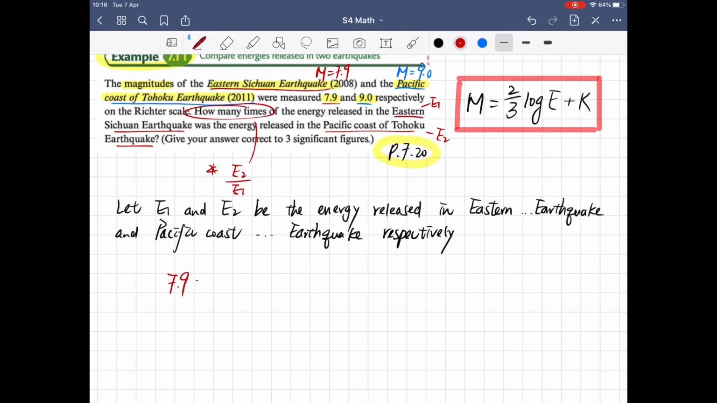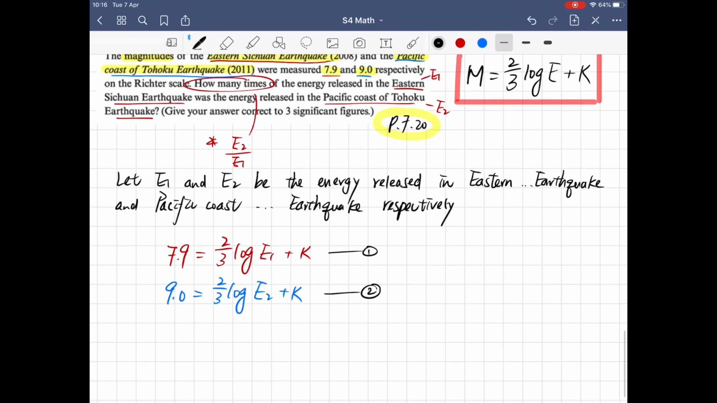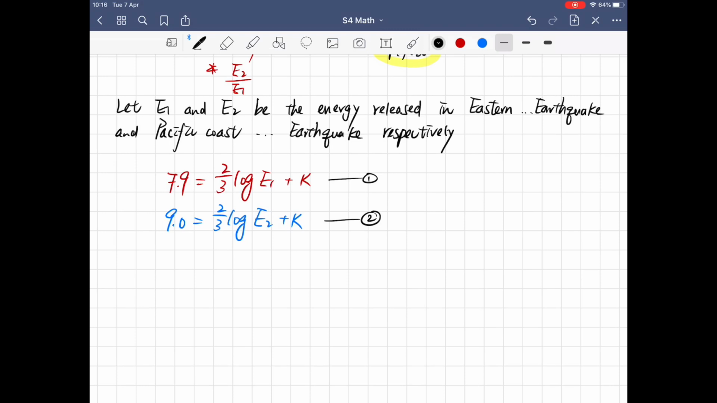Okay, so for 7.9, it equals 2 over 3 log E1 plus K. And then for the Pacific Coast earthquake, it is 9.0, which equals 2 over 3 log E2 plus K, which gives us two equations. As you can see, in these two equations, we have three unknowns, E1, K, and E2. Okay, so how can we eliminate the K? That is by subtraction, equation 2 minus 1.